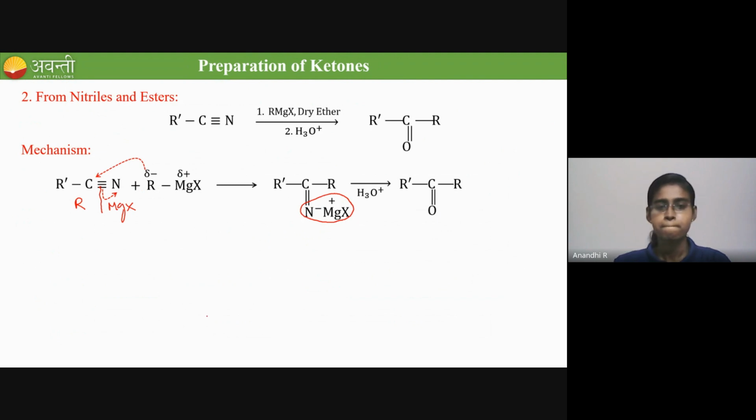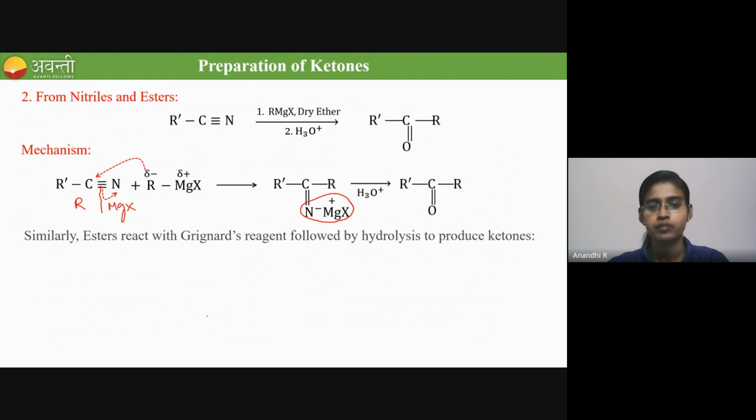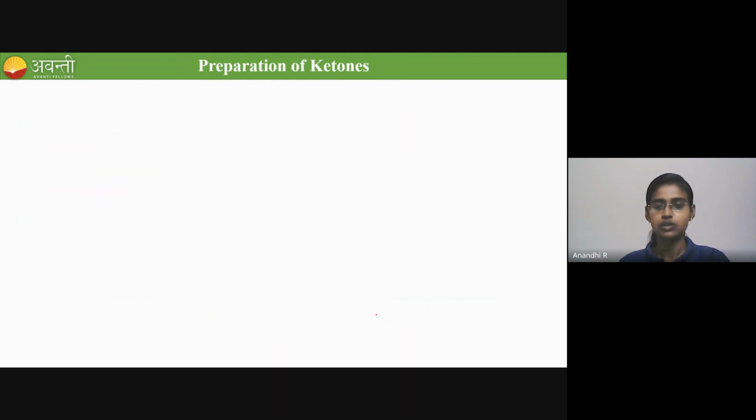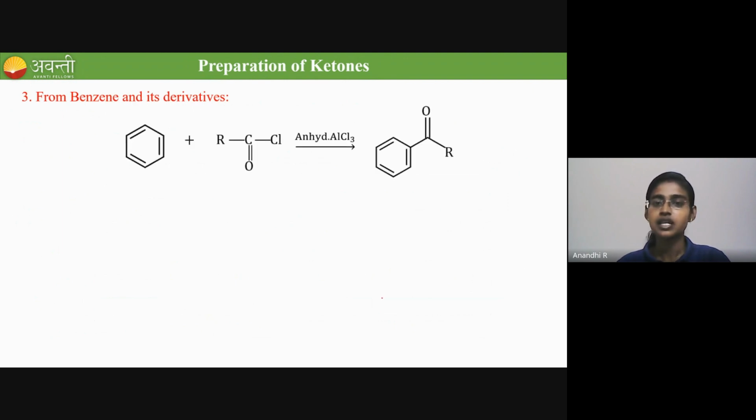So similarly, esters also react with Grignard reagents followed by hydrolysis to produce ketones. Okay, so this is the ester, and this also reacts with C6H5MgX, and in the same mechanism it forms the ketone here, which is called 1-phenyl-butanone. Okay, now let's move on to the next preparation, that is from benzene and its derivatives.